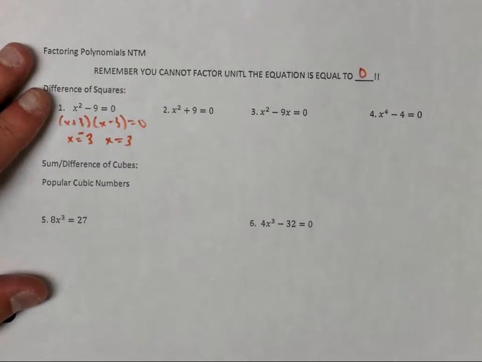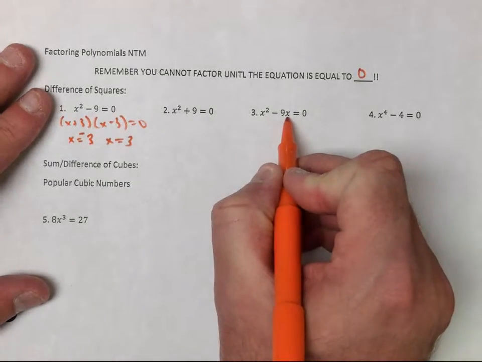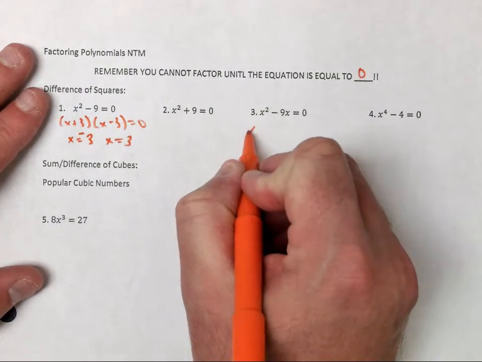Alright, let's look at number 3. x squared minus 9x. This is not a difference of squares because this x is not squared. So the only thing you can do is GCF. I'll take an x out.